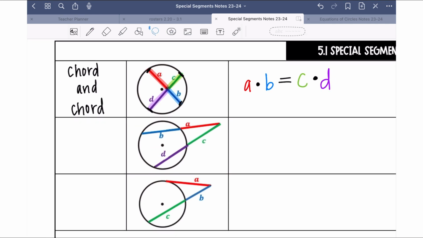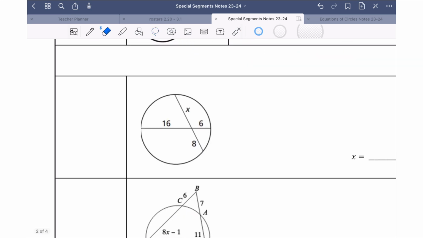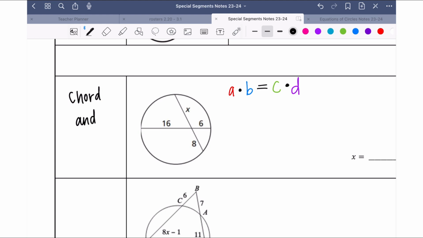So let's do an example. Again, I'm going to copy my formula here. I'm just going to put it over here. And then what kind of segments are these? These are 2 chords, so chord and chord. Okay, now let's do the parts of the chord. So I know I used A, B, and C, D, but that just means the different parts. So it doesn't matter which one you choose. This could be A and B, and this could be C and D. And like I said, whichever ones you want to choose. Either way, those 2 go together.